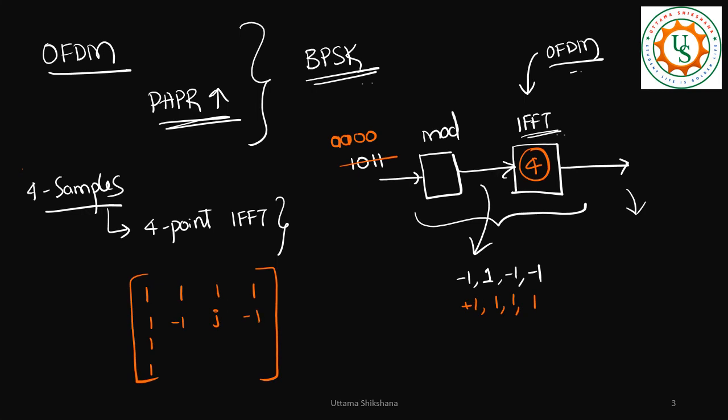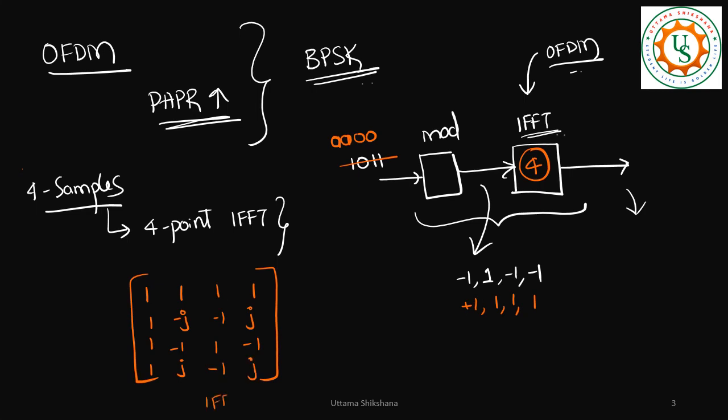Is this correct? Wait a minute. Yeah, I will. So it will be what? Summation of x of n e power minus j 2 pi n into 4 into n. Minus 1, then we get j, minus 1, j. See, this is a 4-point IFFT.